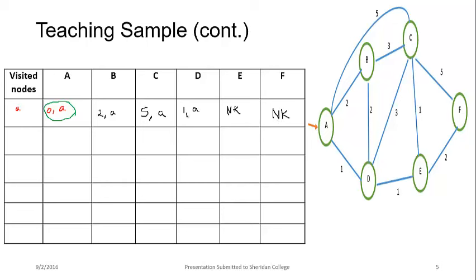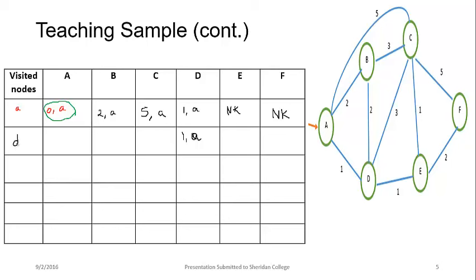So I believe 1A is the shortest, the minimum among the other cells. So I'll put down 1A here. That's 1A. Now it means that I am in D now.